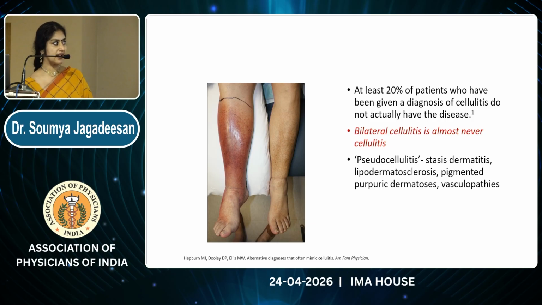The data says that at least 20% of patients who have been given a diagnosis of cellulitis do not actually have cellulitis. So most of the IV antibiotics are unnecessary, and bilateral cellulitis gives you a clue that it's almost never cellulitis. So what are the pseudocellulitis conditions? One is stasis dermatitis, we talked about lipodermatosclerosis. There is also pigmented purpuric dermatosis. There are vasculopathies, which can all mimic cellulitis, with a red leg which is indurated and tender. There might be signs of inflammation, but that doesn't mean it is cellulitis.